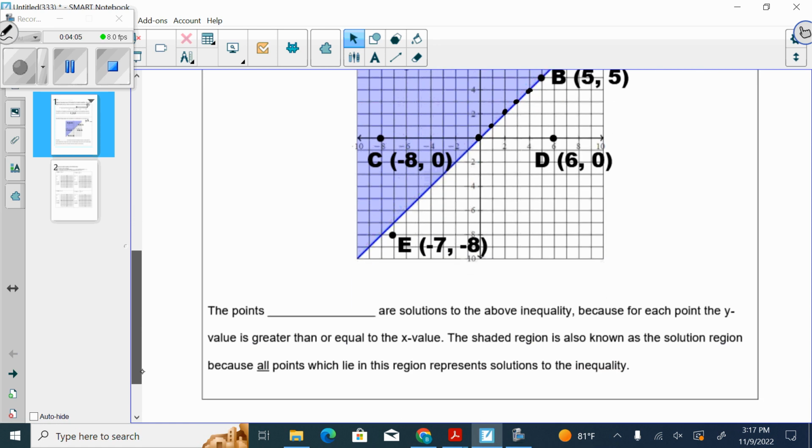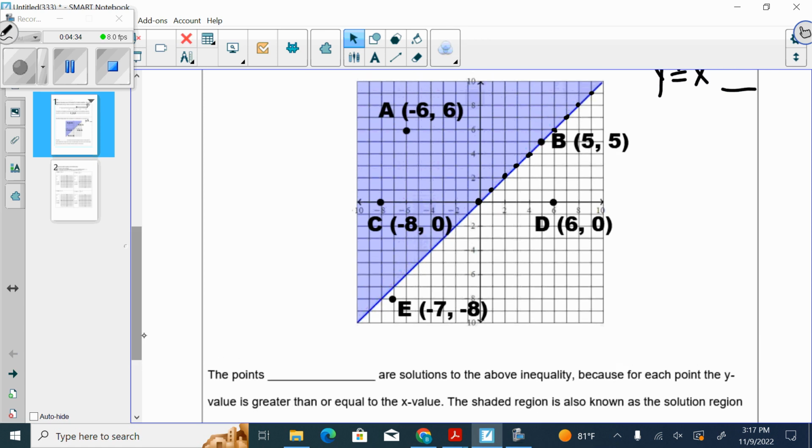So it says the points blank are going to be solutions to our inequality, because for each point the y value is greater than or equal to the x value. The shaded region is also known as the solution region, because all points which lie in this region represent solutions to the inequality. So what they're saying is any point that falls inside of our shaded area is an answer. Okay? So what all letters or points are inside of our shaded area? What did we say? A, B, and C.